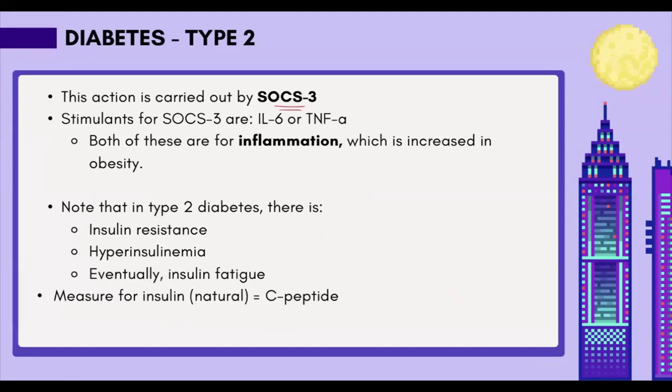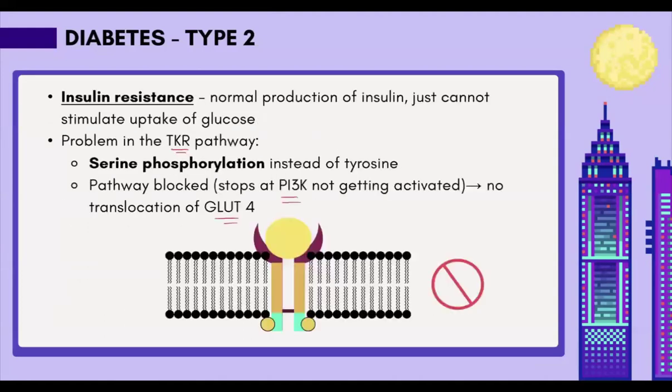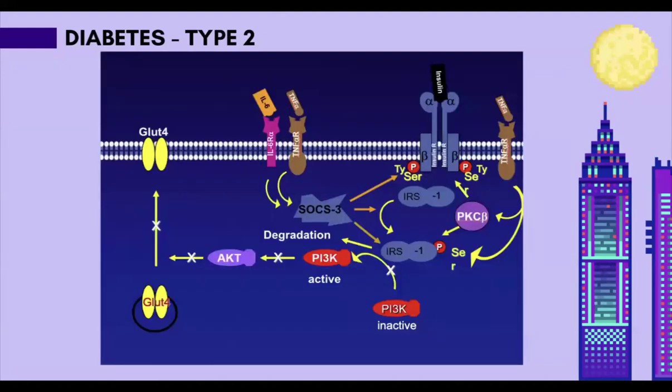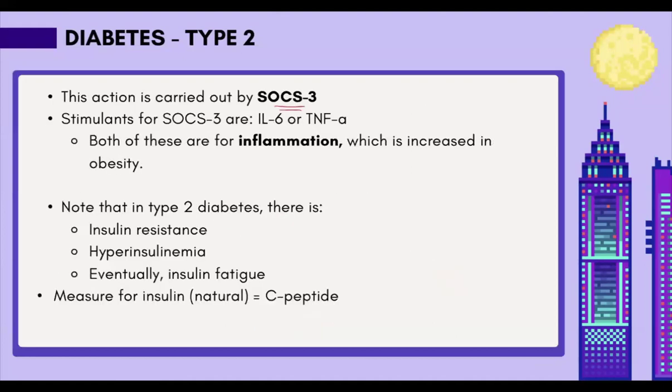And SOCS3, you'll see it here actually. This is SOCS3 and it's an enzyme. And instead of PI3K and that entire pathway continuing, this pathway started from SOCS3. And SOCS3 is stimulated by these two factors, interleukin 6 or tumor necrosis factor alpha. You don't need to know them in detail. This is mostly for the sake of understanding.